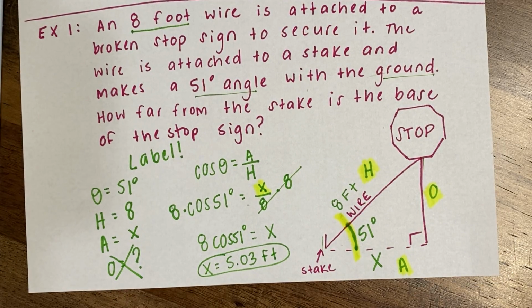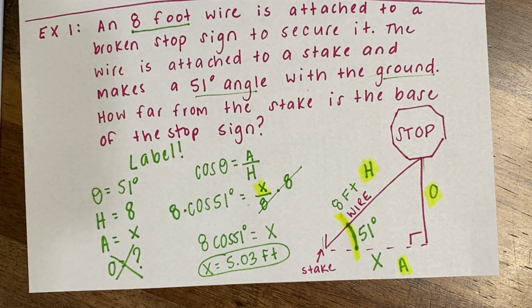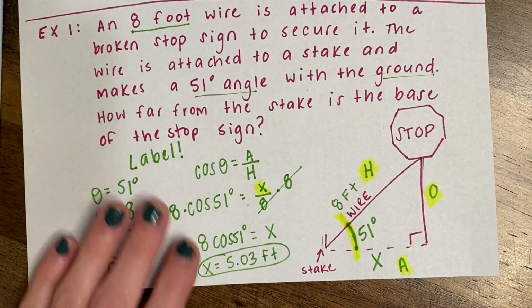So we're really not doing anything super different than last week. We're just looking at how we use these ratios in a very specific situation and how to label a diagram based off the word problem, okay? All right, let's move on.